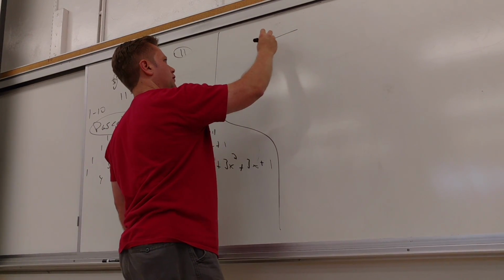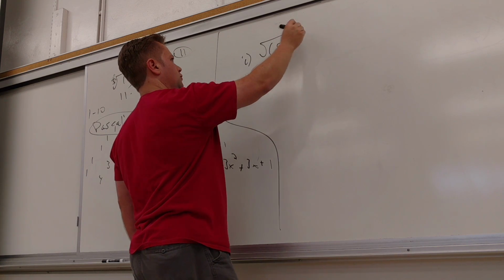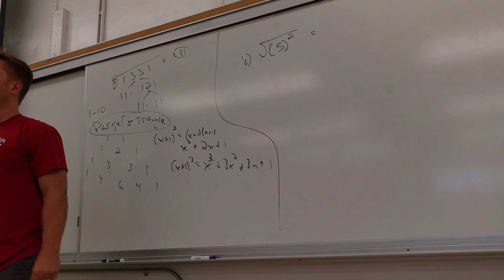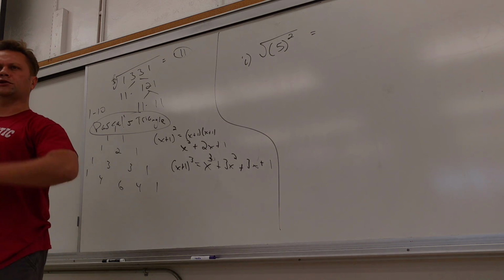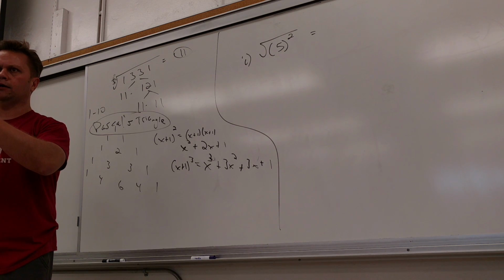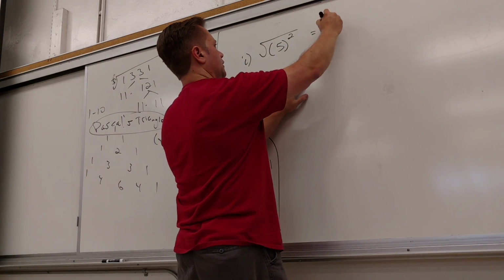What's the square root of, it's going to seem silly. What's the square root of 5 squared? 5. So what do the square root and the square seem to do to each other? Cancel somehow, right? In some way. But 5 squared is 25, and the square root of 25 is 5.